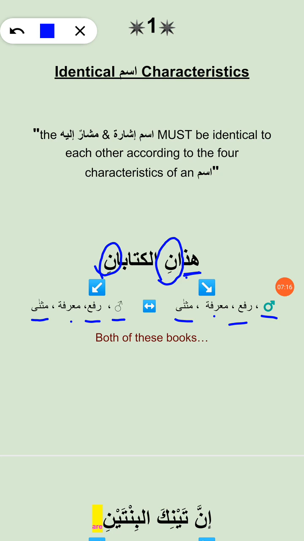So you see the musharun ilayh and the ism ishara are in accordance to each other when it comes to the characteristics of an ism. That's what we can observe here. Both of these books. Actually it is both of these 2 books. In English the word both serves the purpose of showing that it is actually 2 in number. So both of these books is correct in English grammar, but when you translate it word to word, it is actually these 2 books.